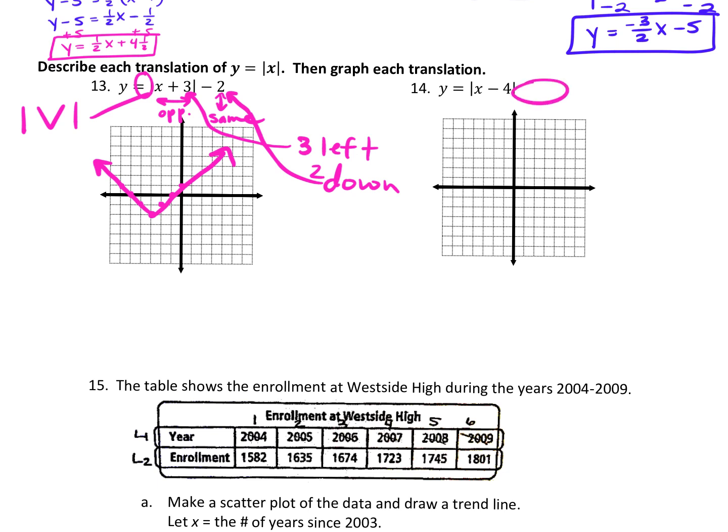14, there's nothing here. It's essentially saying plus 0, so you're not moving up and down at all, and this negative 4 is going to move you to the right 4. 1, 2, 3, 4. Again, nothing out in front, so it's just going to be up 1 over 1 in both directions, which looks like this. Okay.